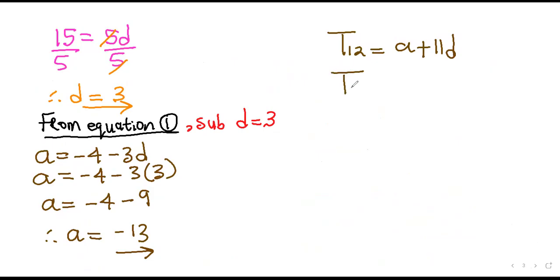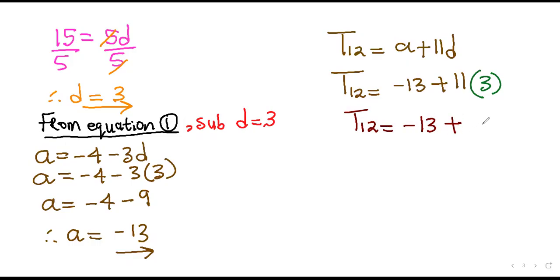So you're just going to say T12 equals, now we substitute the value of A. The value of A is negative 13, so negative 13 plus 11 times the value of D. When you substitute the value of D, D is equal to 3. So T12 equals negative 13 plus 11 times 3, that will give you 33.